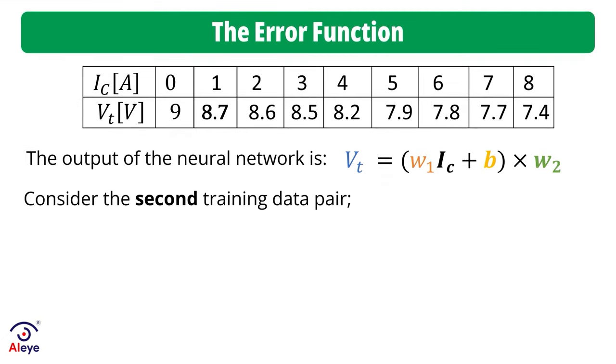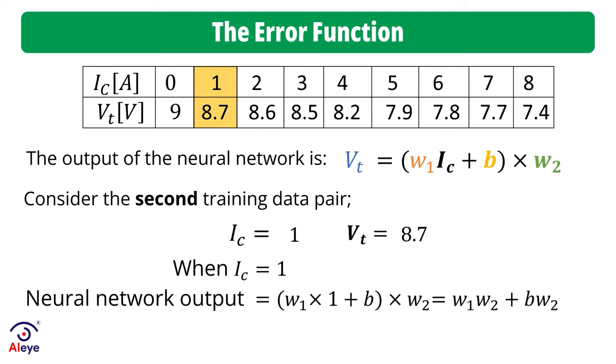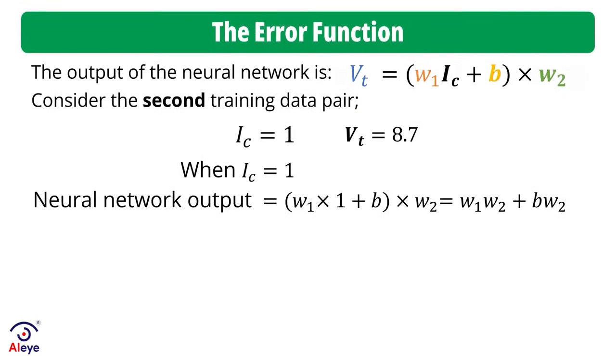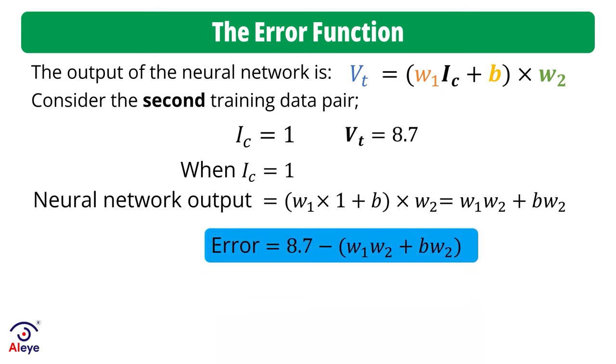Next, let us consider the second training data pair. IC is equals to 1 and VT equals to 8.7. When substituted in the equation of the neural network, we get the output of the neural network as W1 W2 plus BW2. Now, by comparing the output from the training data and the output of the neural network, we have that error equals to 8.7 subtract by W1 W2 plus BW2.